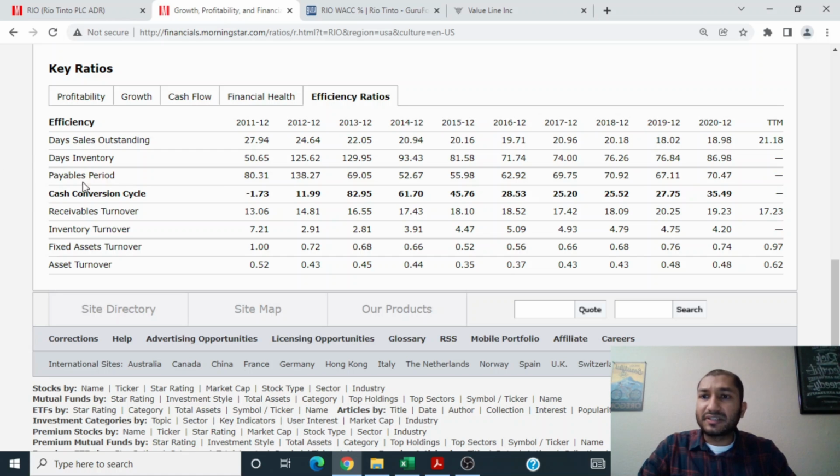Next is the payables period. This number gives an idea of how many days the company takes to pay its suppliers. Back in 2011, the company's payables period was about 80 days, and for the year 2020, it was about 70 days. Ideally, we want the company's payables period to be staying steady or decreasing.